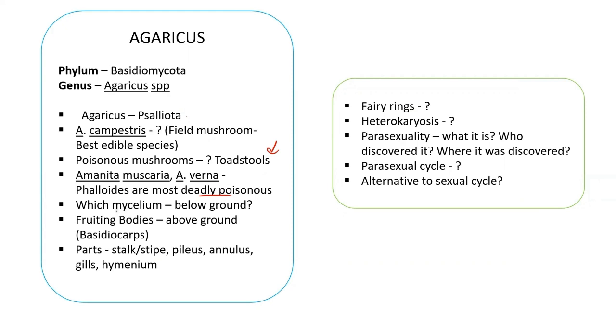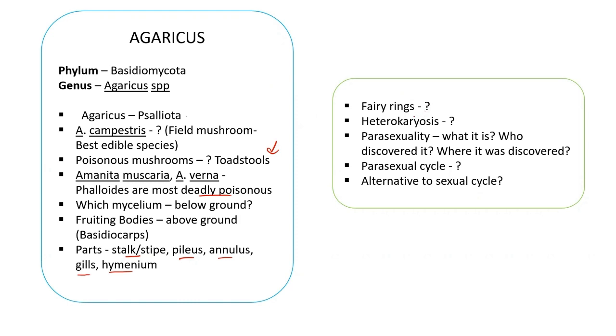Then which kind of mycelium, whether primary or secondary, is found beneath the ground? Where are the fruiting bodies or basidiocarps found? If we are talking about basidiocarp, then what are the parts of a basidiocarp? What is a stipe? What is pileus? What is annulus? And how is the hymenium arranged? What are gills? Then what are fairy rings?